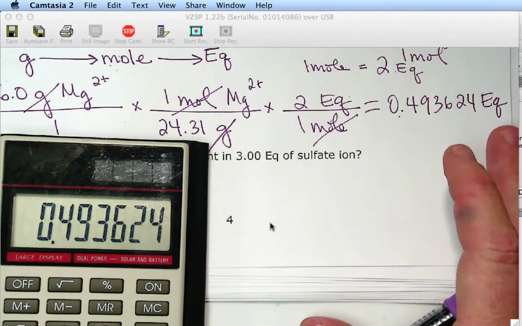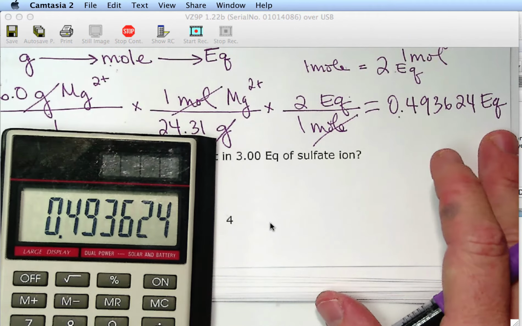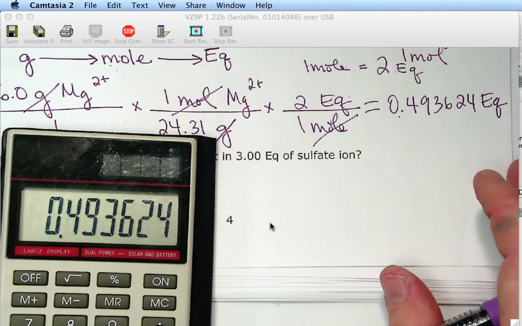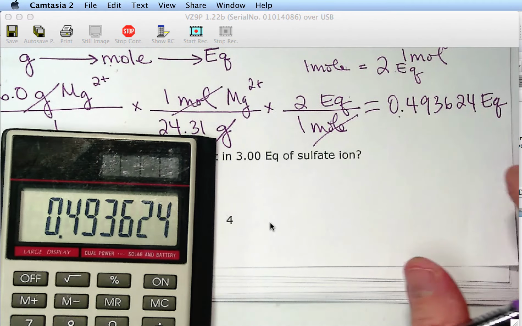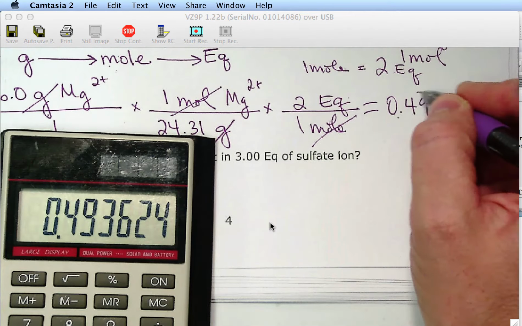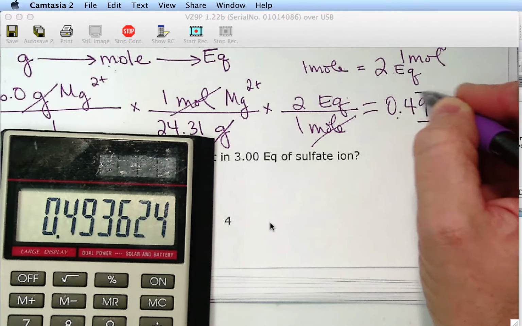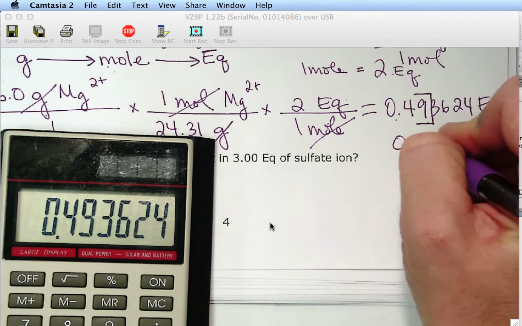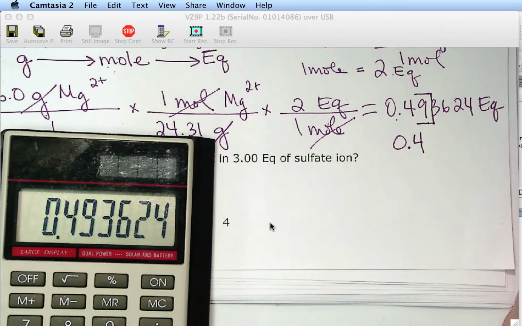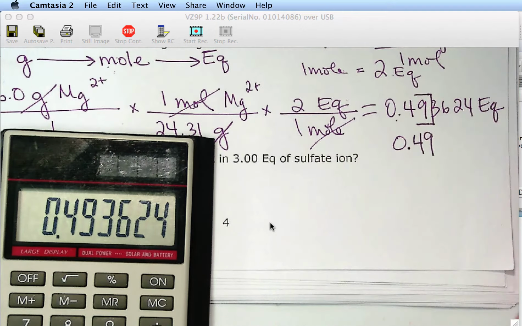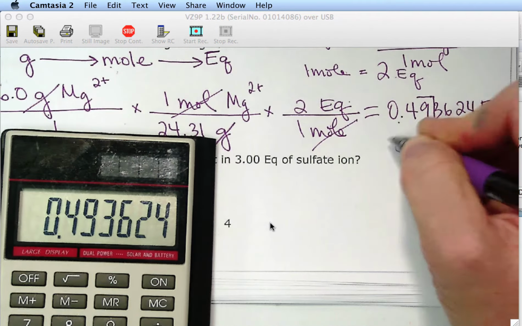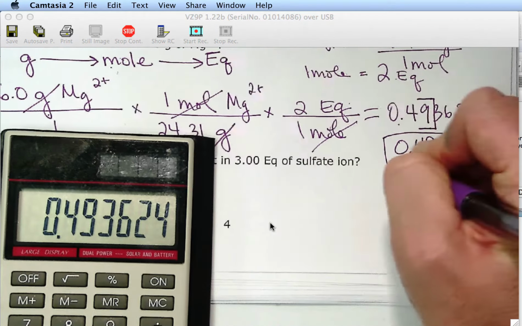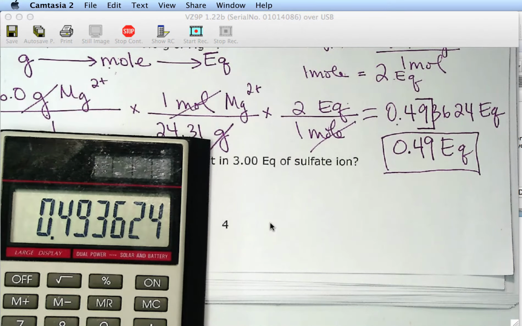But I have to think about sig figs. I know you wanted to forget about them. But how many sig figs can I have? 2. So I'm going to put a bracket around this guy here. Will I round up or keep it the same? Keep it the same. So 0.49 equivalents.